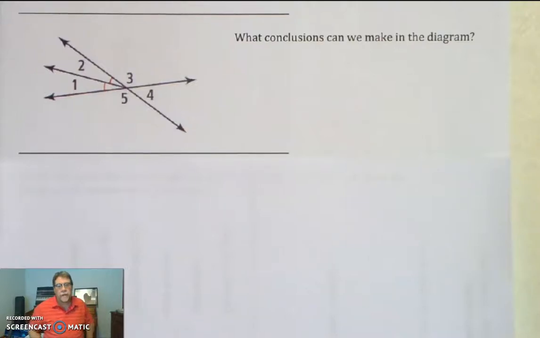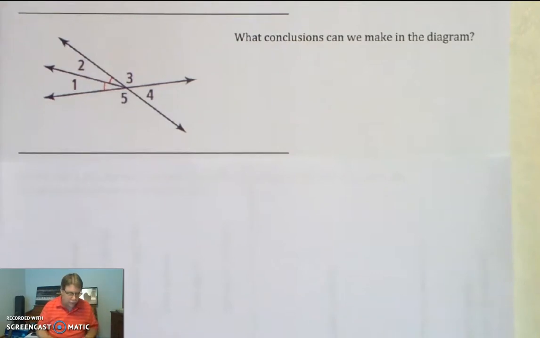Okay, we've got a couple of examples here of some conclusions we can make. Another diagram we're going to look at, and we want to make some conclusions in this diagram. What do we know is true in the diagrams? A question I would ask a lot in a geometry class: How do you know that this is true? What do you know is true, and how?